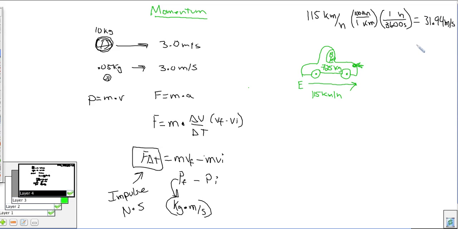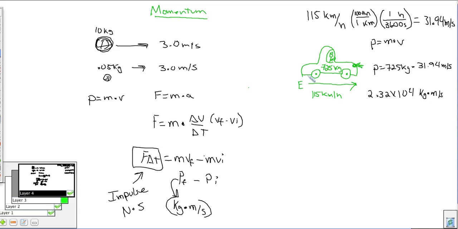Now that I have it in meters per second, I can look back at my momentum equation, which says that momentum equals the mass times the velocity. So I know the mass to be 725 kilograms. If I just plug that in, 725 kilograms times 31.94 meters per second, I'll come out with a momentum of 2.32 times 10 to the fourth kilograms times meters per second, and this is going to be in the east direction.